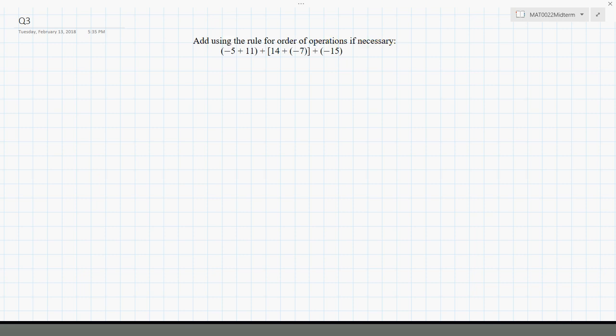Let's get question 3 down. All right, rules of operation. What was the first thing we looked for? Parentheses. So I've got 1 pair. I've got 2 pair. I've got, well, that's just saying I've got a negative number. So that's not really a parenthesis. We're going to ignore that.